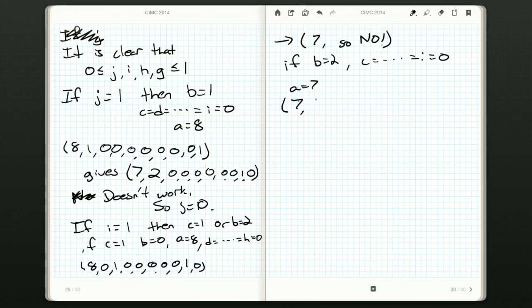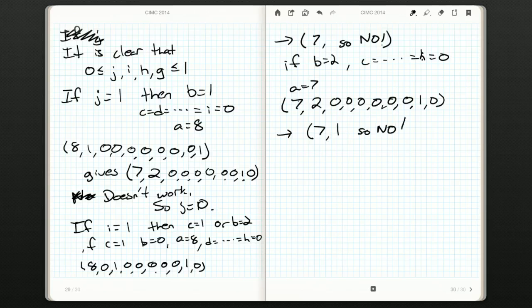So we have 7, 2, 0, 0, 0. Oh, that should be an h. C, D, E, F, G, H, I is 1. 1, 2, 3, 4. So we do get 7 zeros, but only 1, 1. Okay, so therefore I is going to be 0, and I bet H and G will probably also be 0.